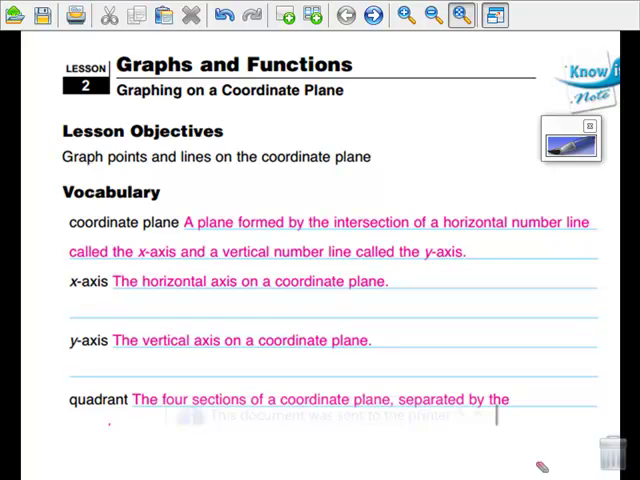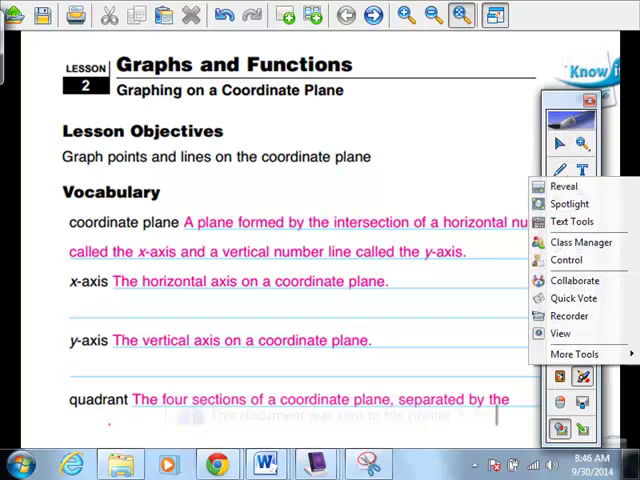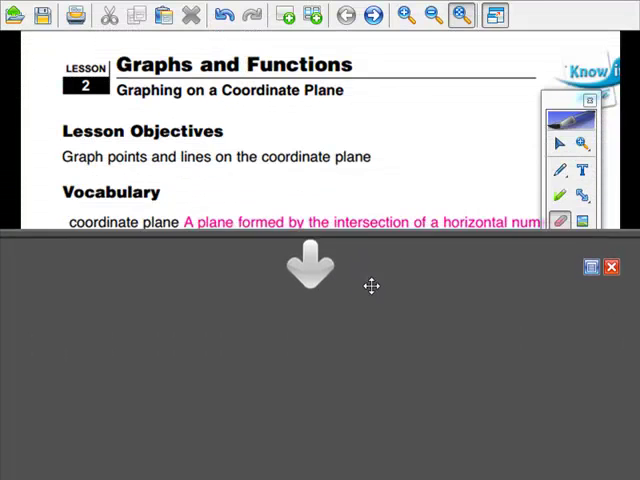All right, lesson 2, chapter 2 is graphing points and lines on the coordinate plane. And the first thing we have is a lot of vocabulary. So let's go ahead and look at this vocabulary a little bit at a time. Otherwise, it's a little overwhelming.